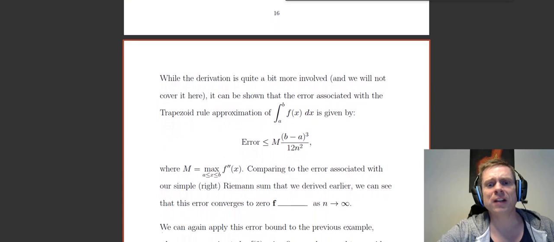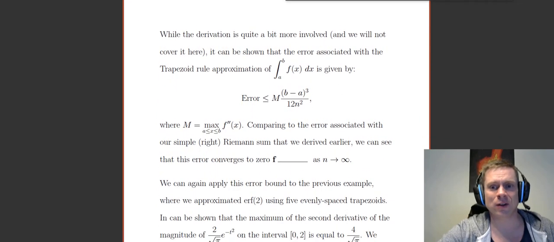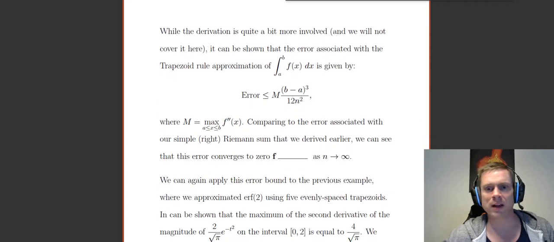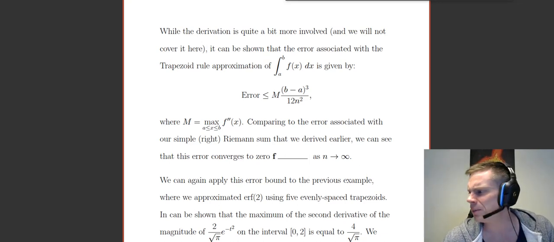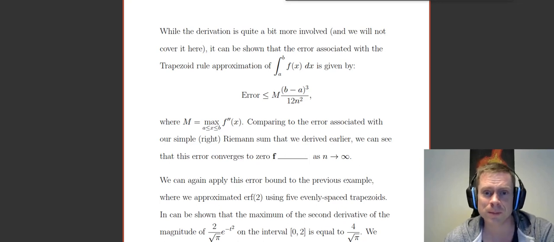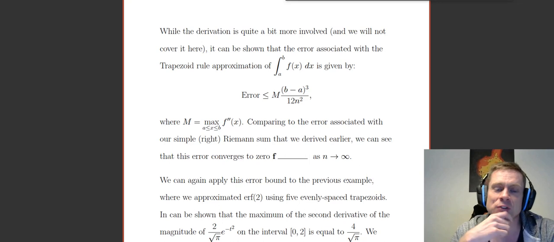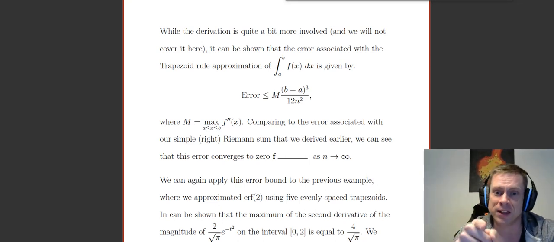So the derivation for the error is quite a bit more involved. I looked into it, and I figured that it wasn't really something we needed to dwell on, because it might take me half an hour to come up with a derivation, but it's something you can research. It may be in your textbook, but it's not hard to find online if you're really interested in seeing where this comes from. Okay, but the error associated with the trapezoid rule approximation is given by this.